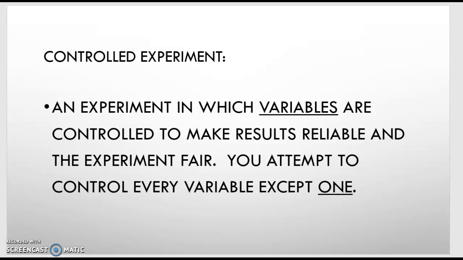Controlled experiment is our next word. A controlled experiment describes an experiment in which variables, things we can change, are controlled. A controlled experiment is an experiment in which variables are controlled. And in this type of experiment, you attempt to control every variable except for one. And our next slide talks about what variables are.